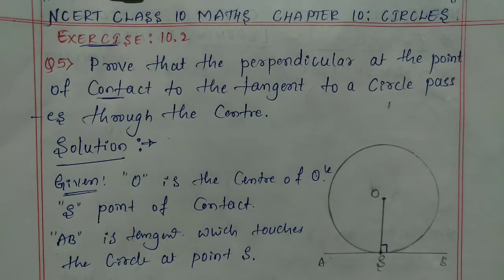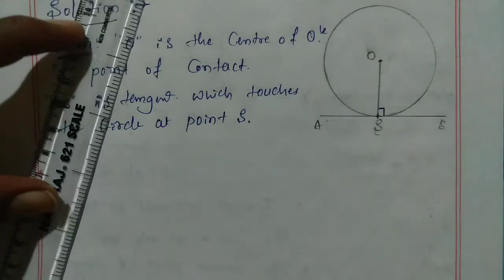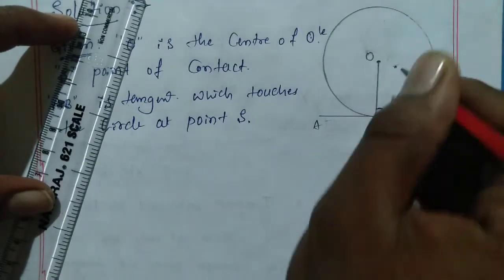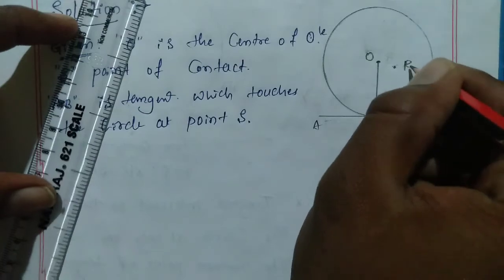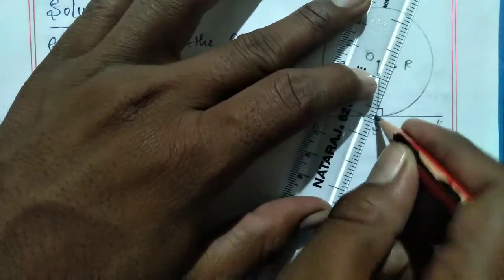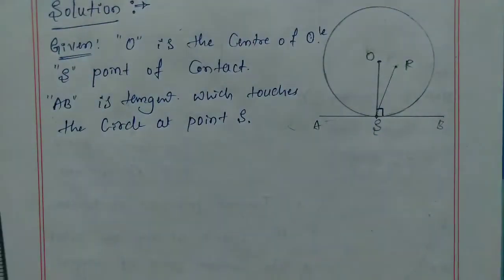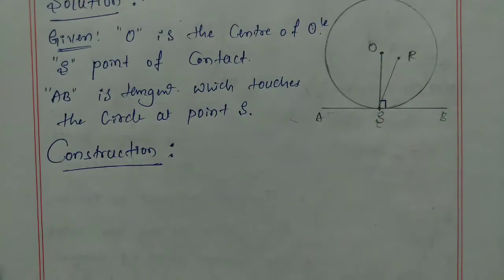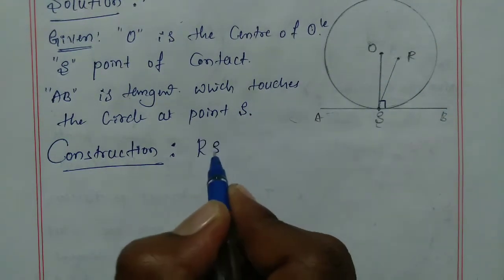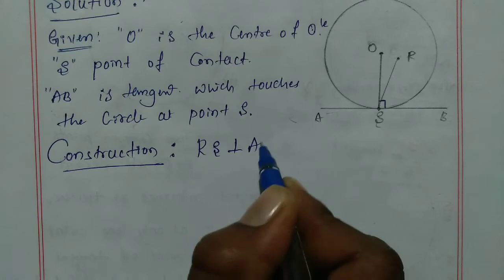Next, you can assume that here is one point, that is R. This RS is perpendicular to AB, you can assume. So I will write here construction. Here we have constructed RS perpendicular to AB.